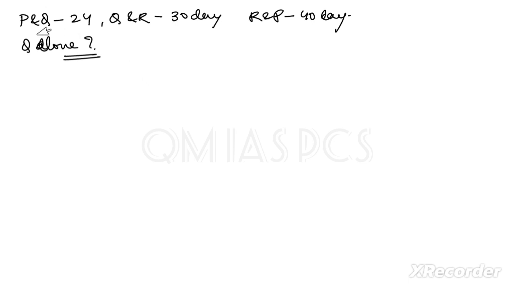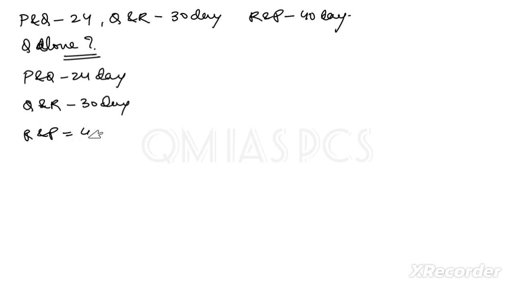When you are not getting any idea, just think: P and Q, Q and R, and R and P, you can consider them as X, Y, Z. The first group is X, the second group is Y, the third group is Z. When you are getting nothing, you can consider it like this. For P and Q it is given 24 days, for Q and R 30 days, and for R and P 40 days.